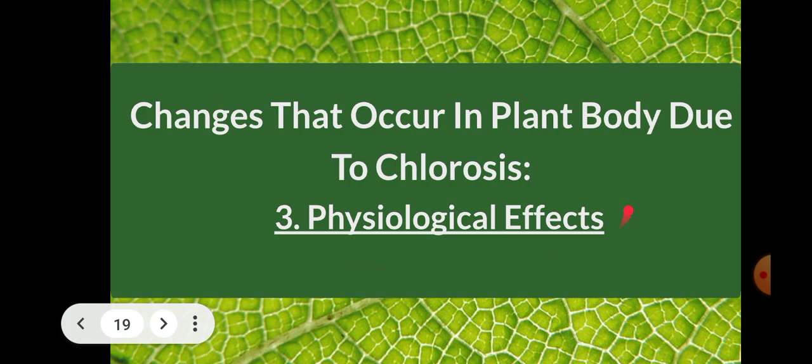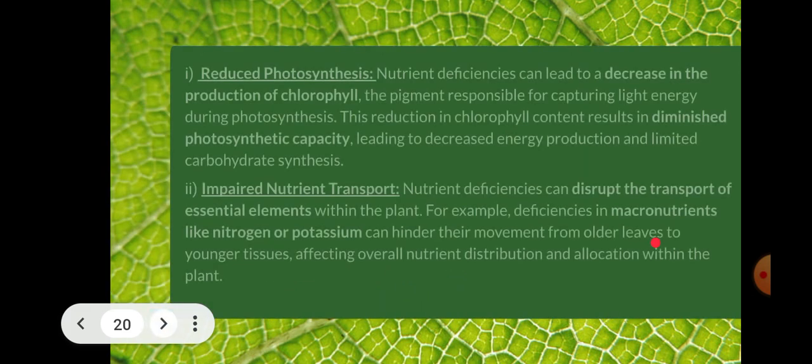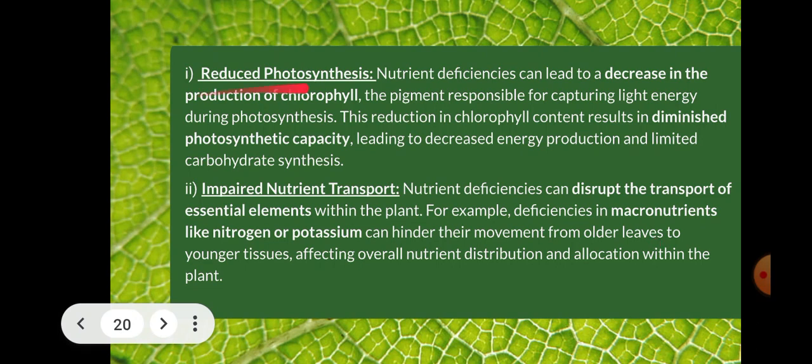The third kind of change that happens is the physiological effects. The first one is reduced photosynthesis. Nutrient deficiencies can lead to a decrease in the production of chlorophyll, which is the pigment responsible for capturing light energy during photosynthesis. This reduction results in a diminished photosynthetic capacity, which as a result causes a decrease in the energy production, and the carbohydrate synthesis is also limited as a result.